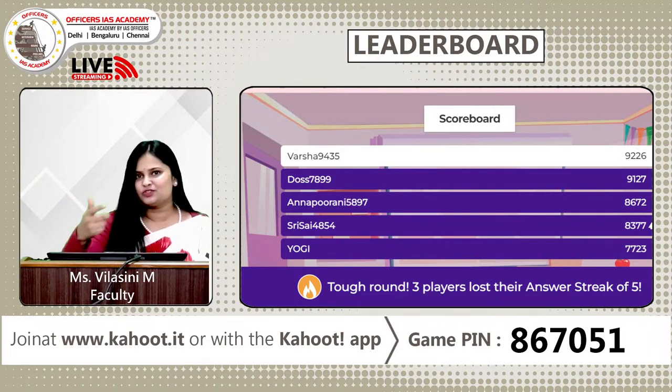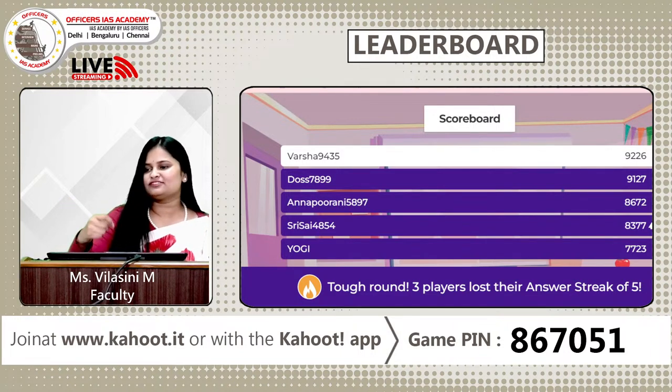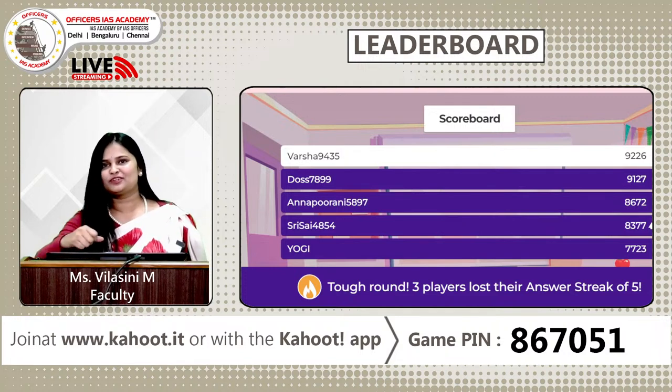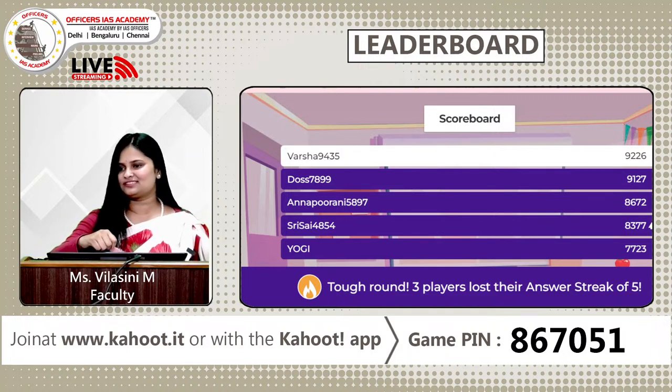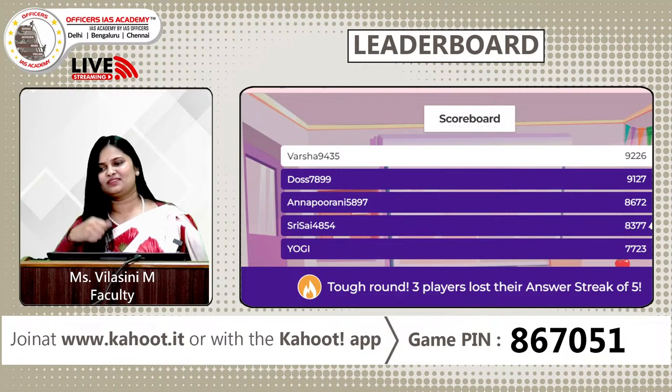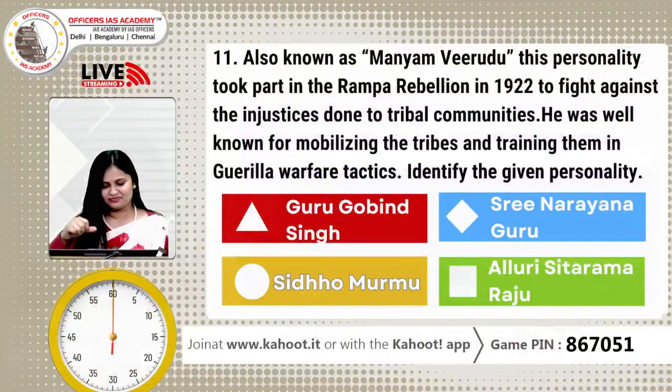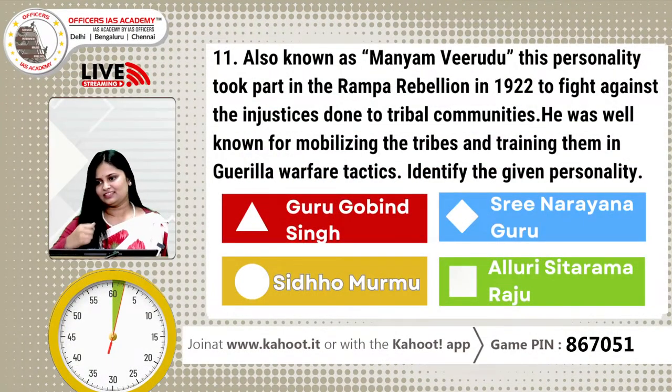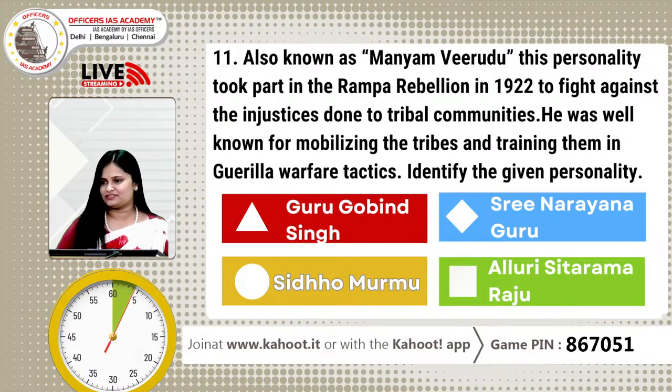So yes, it was a tough round, tough question. I mean, you had to choose between numbers. So 3 players lost their answer streak of 5. So no problem, guys. More questions to go, so you can hit back your answer streaks. And now let us move forward to the next question for the day. So what is the interesting question?